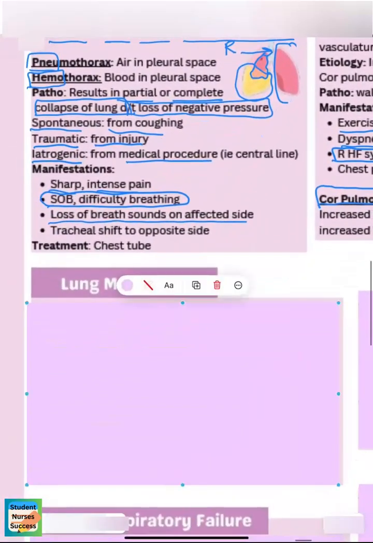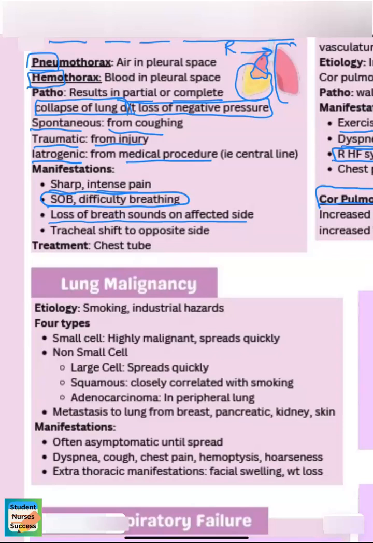Let's move on and talk about lung cancer or lung malignancy. The main causes are smoking and industrial hazards. There are four main types. Certainly, there's subtypes under these. Small cell lung cancer is highly malignant and spreads very, very quickly. We know that large cell also spreads very quickly. Squamous cell is most closely correlated with smoking. It is probably a little bit more common than the other two types I just talked about.